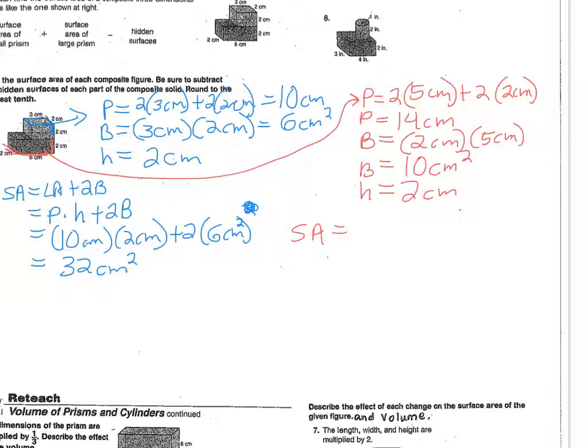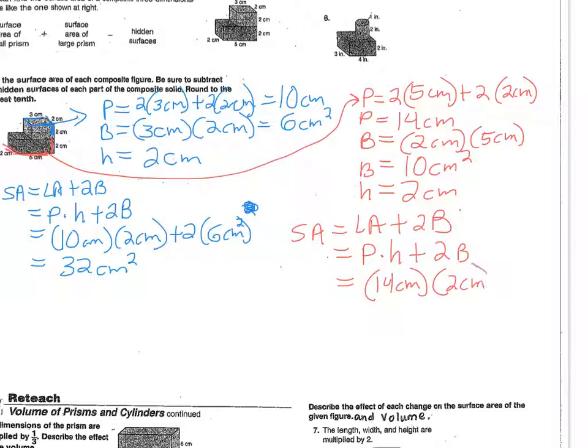So surface area is lateral area plus the 2 bases, and the lateral area is perimeter times height, plus the 2 bases. So when I substitute it into the formula, the perimeter is 14. The height is 2, and then twice the base, and the area of the base was 10. So when I combine all of that, the surface area is what? It's 28 plus 20 is 48. Yeah, so it's 48 square centimeters.